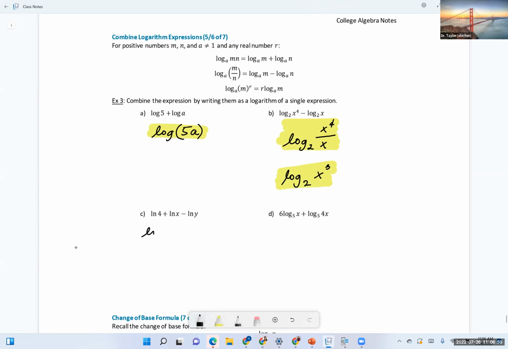Okay, so this one is ln of 4 times x minus y. So this is ln of 4x over y. And it's just order of operation. So it's like addition over subtraction, but they can be done at the same time. So it doesn't really matter.